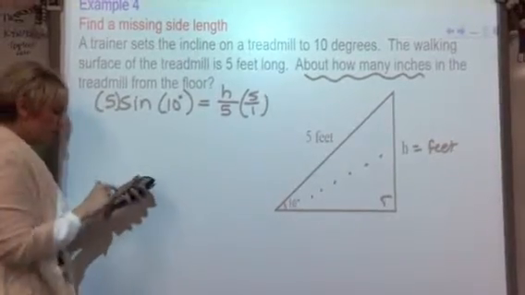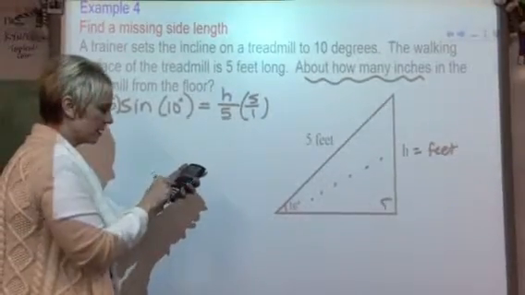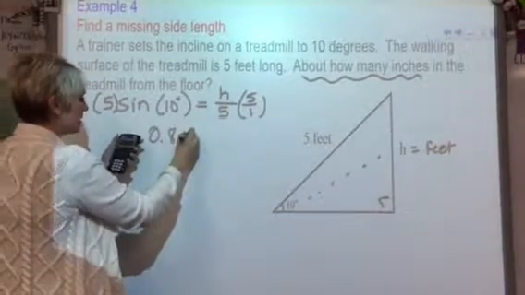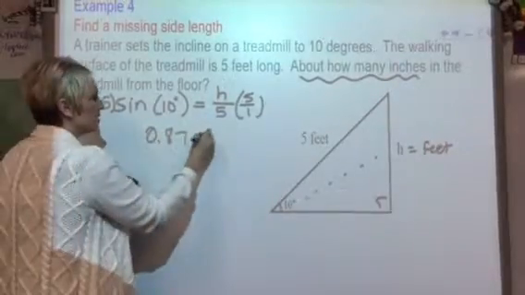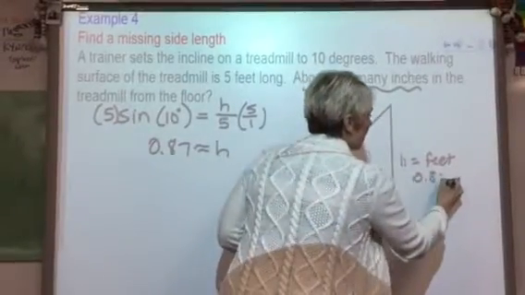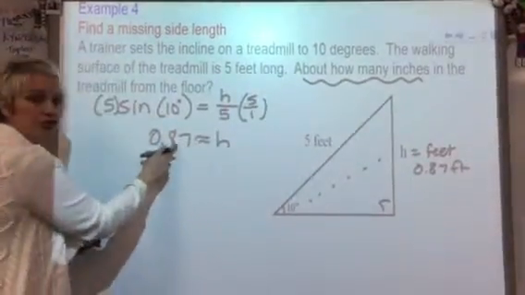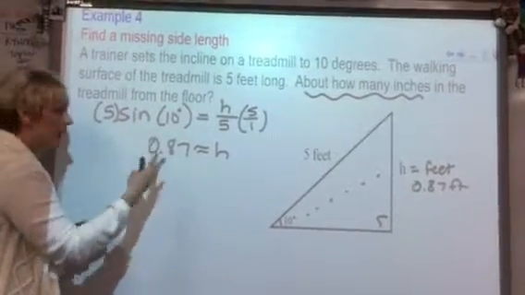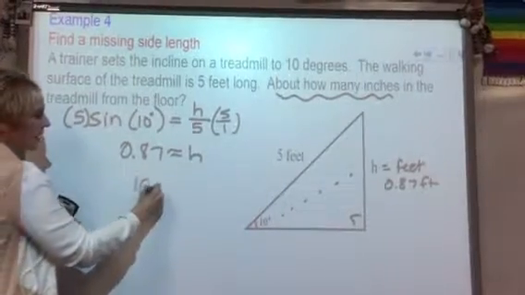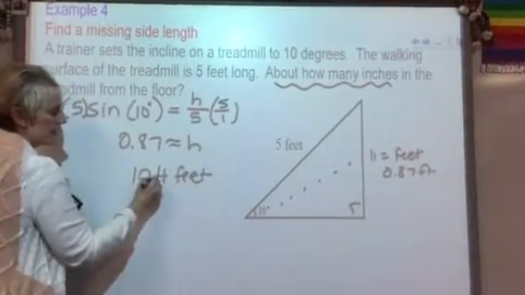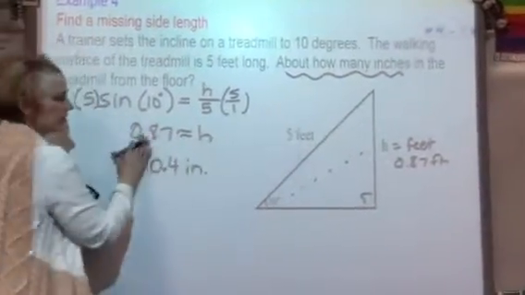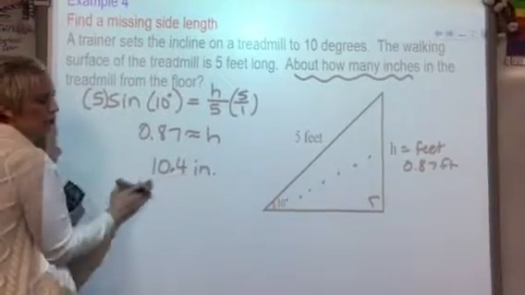So if I take 5 times sine of 10, that will give me about 0.87. I'm rounding to 2 decimal places for my height. Now remember, this was 0.87 feet. So if I want to know what this is in inches, remember I can multiply by 12. So I'm going to take 0.87 times 12 inches, and that would be about 10.4 inches. We took feet and converted it, multiplying by 12 to get inches, so 10.4 inches.